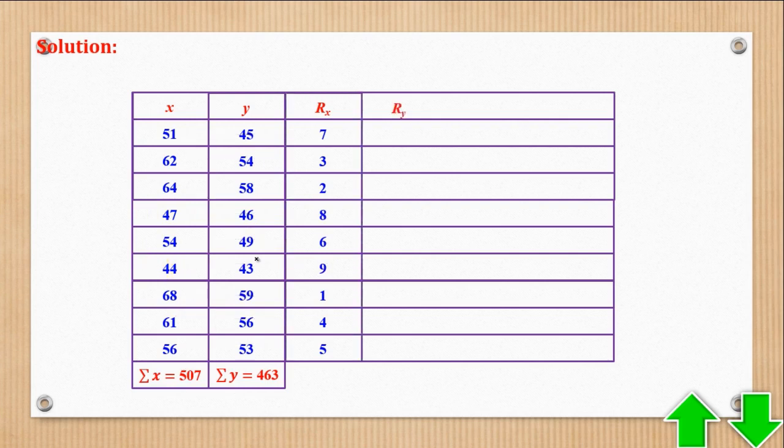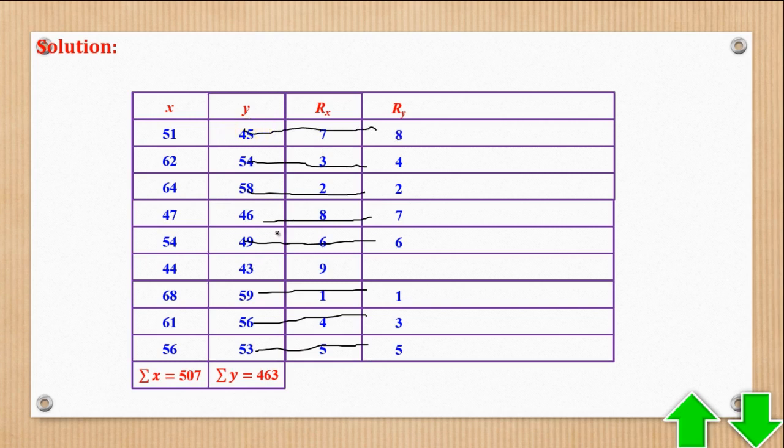The next will be ranking values of y, still in descending order. So 59 takes rank 1, 58 takes rank 2, 56 takes rank 3, 54 takes rank 4, 53 takes rank 5, 49 takes rank 6, 46 takes rank 7, 45 takes rank 8, and lastly 43 takes rank 9.